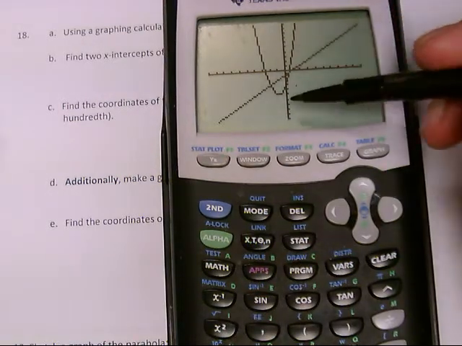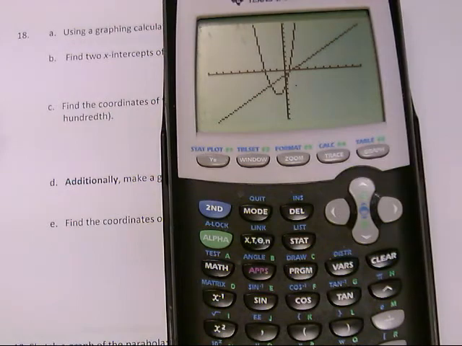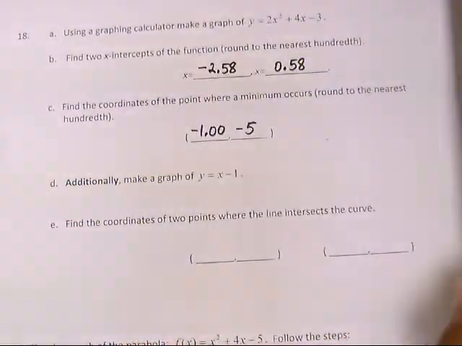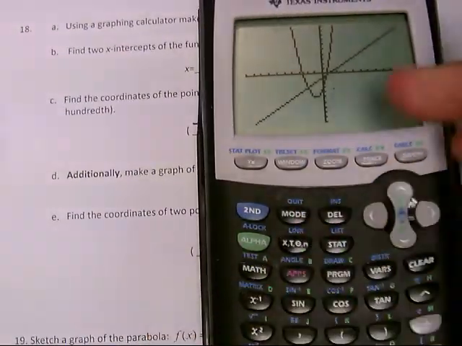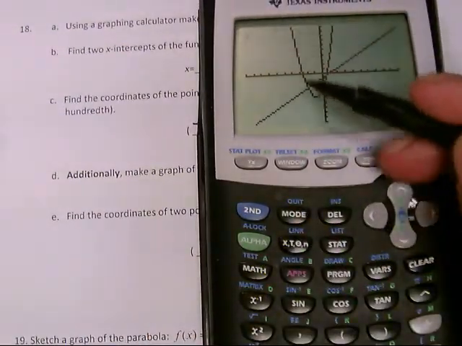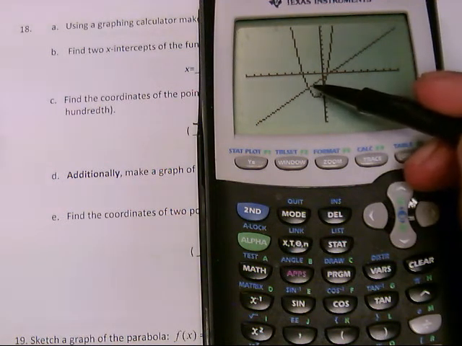Here we got the graph of the parabola, and now we got the graph of that linear equation, y equals x minus 1. So that's part D. In part E, you want to find the coordinates of the 2 points where the line intersects the curve. So this line intersects that parabola in 2 different places here. Let's find this first point of intersection right here.